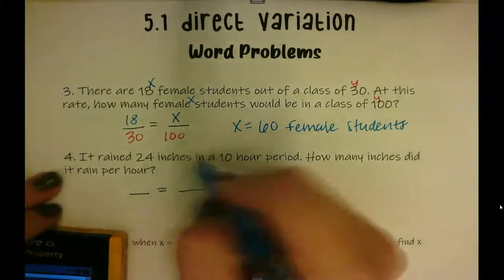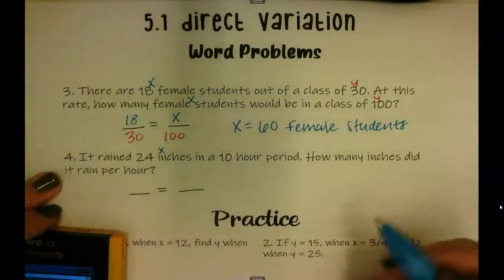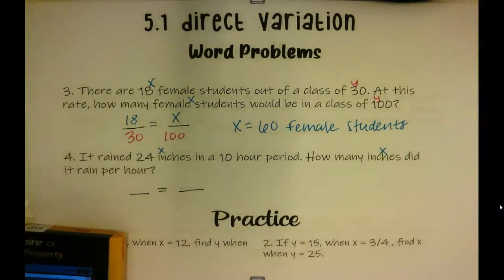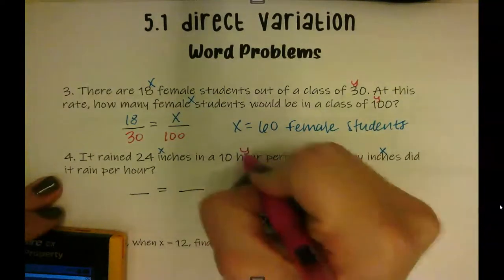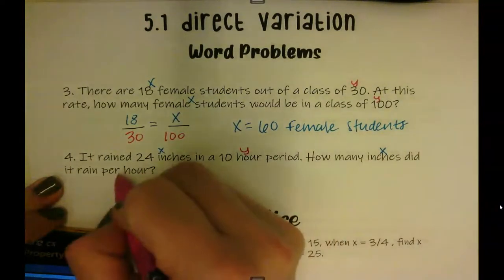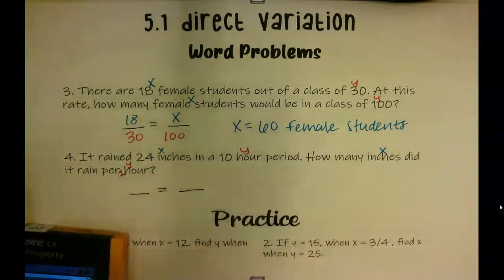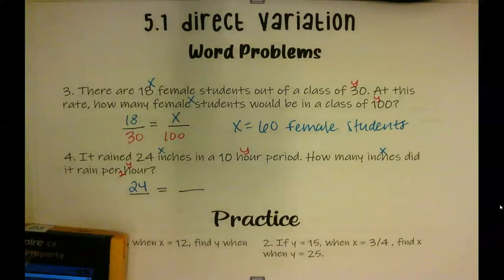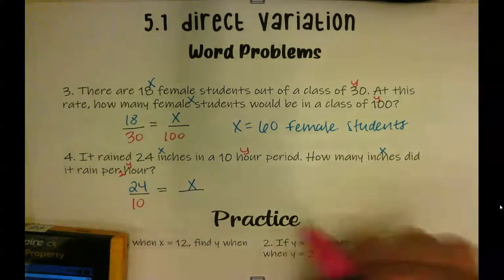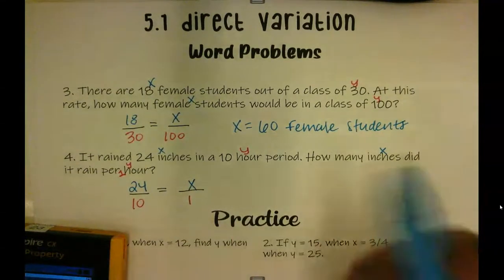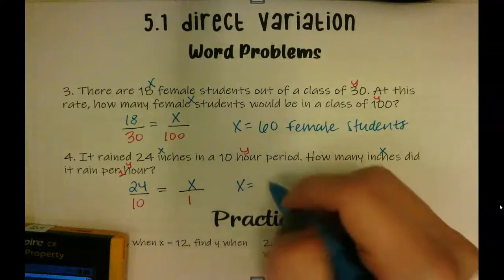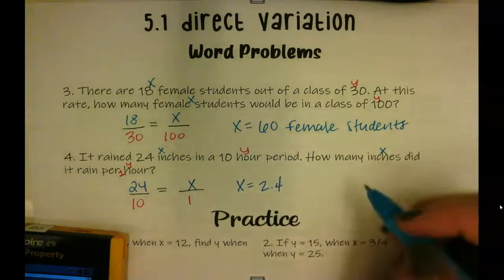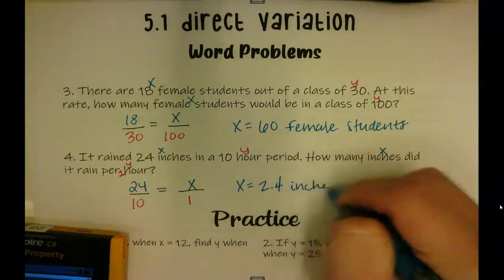So I'm going to just say inches is X. So then how many inches? We need to find that out. Y would be my hours. And it says per hour. So per hour means in 1 hour. So we want to know how much did it rain in 1 hour. So we got X of 24 over Y of 10, X unknown over Y of 1. So when I do that, then we've got X equals 2.4. So in 1 hour, it rained 2.4 inches.